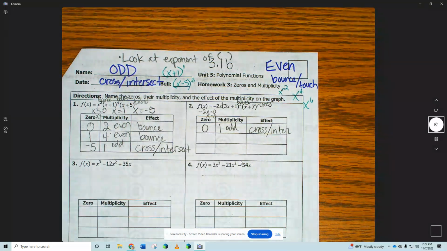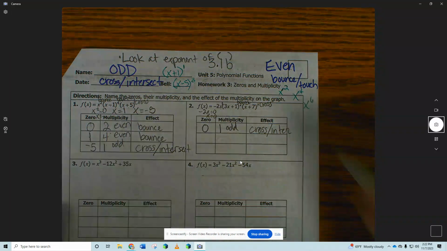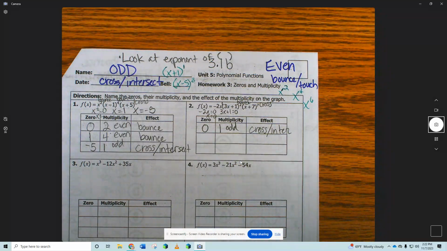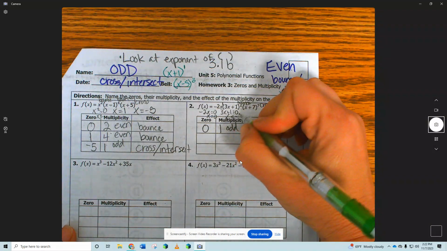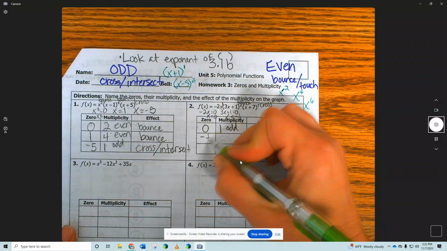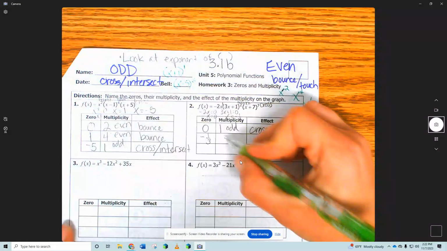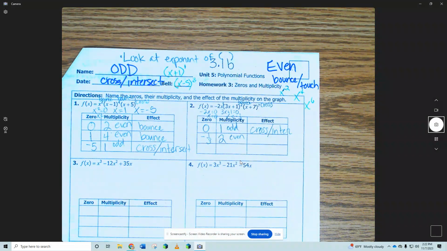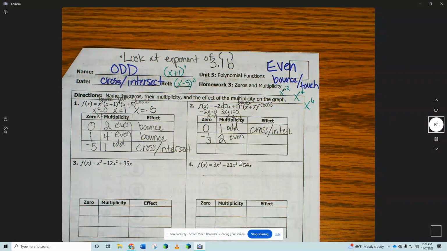What about 3x plus 1? What's the 0? Set it equals 0. What's the answer? X equals what? 3x plus 1 equals 0. What do you get when you solve for x? Negative 1/3. That's your 0. Negative 1/3. It had an exponent multiplicity of 2. That's even. What does even do? Bounce.